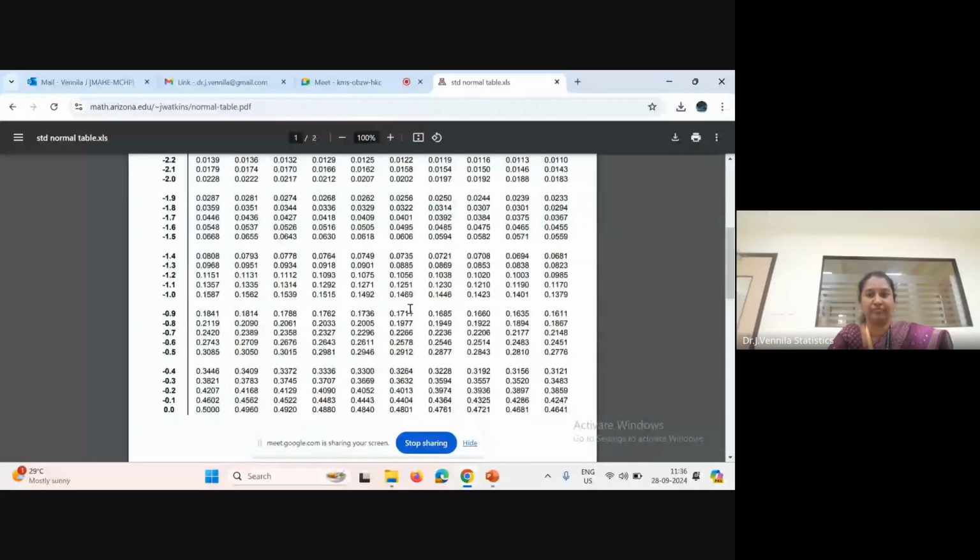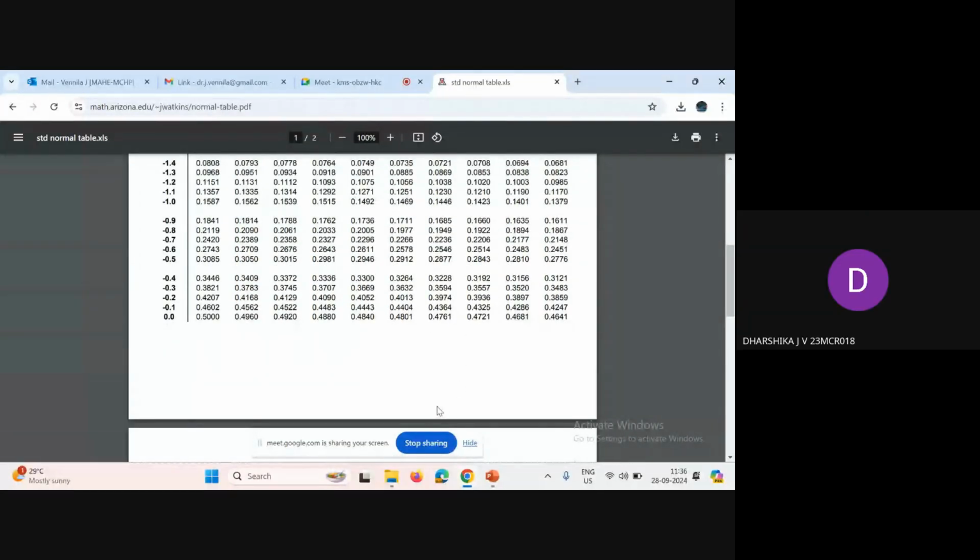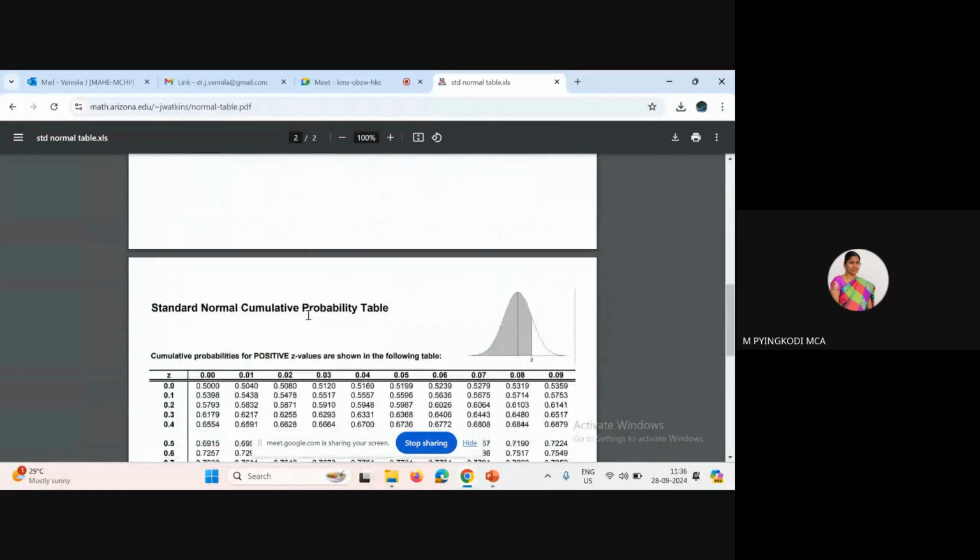Now you can see this table. Is it visible, ma'am? The table is visible? No, ma'am. Yes, ma'am, yes, visible, right? Now it is visible, ma'am.